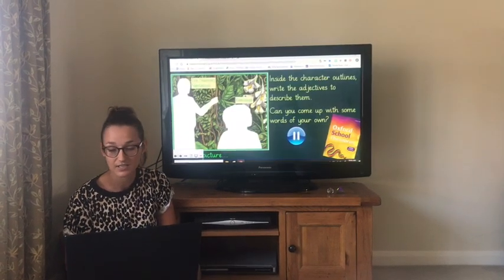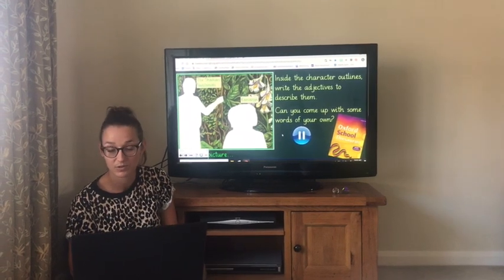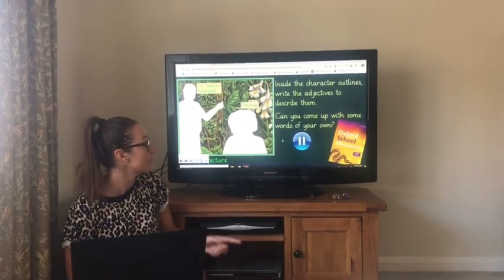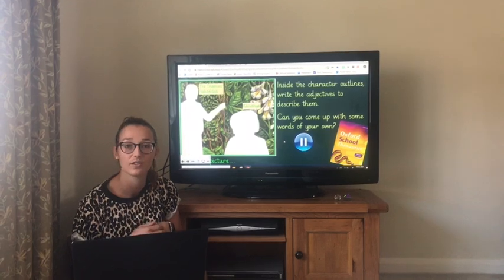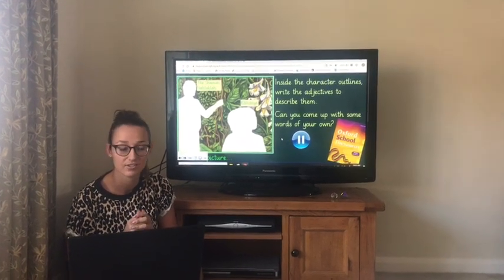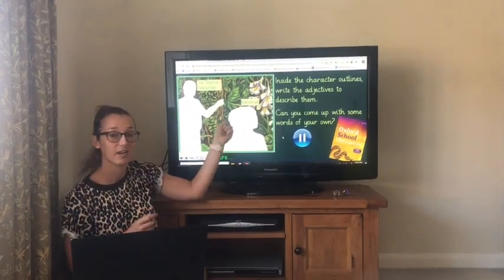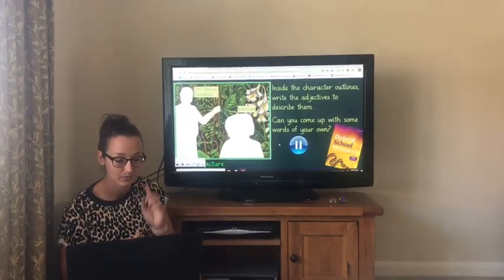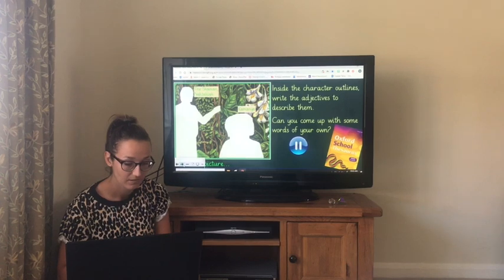Okay, if you'd like to challenge yourself or come up with some words of your own, you could use a thesaurus, you could use an online thesaurus, you could ask your parents and carers to help you, or you could just come up with some words on your own. So you're going to have a go at that now by writing words into the outlines and pause me here.